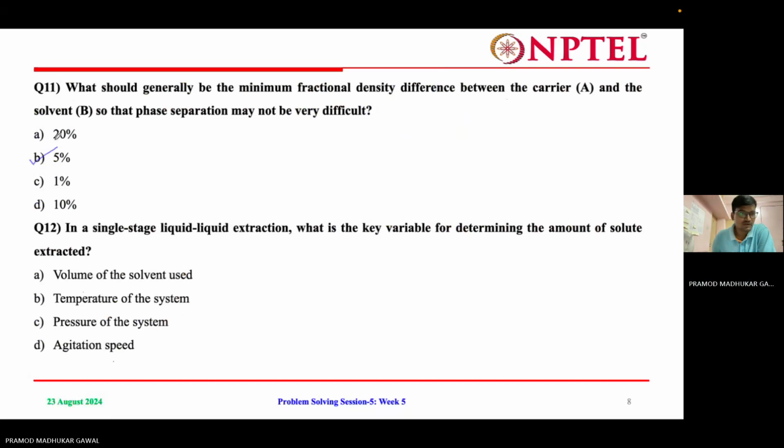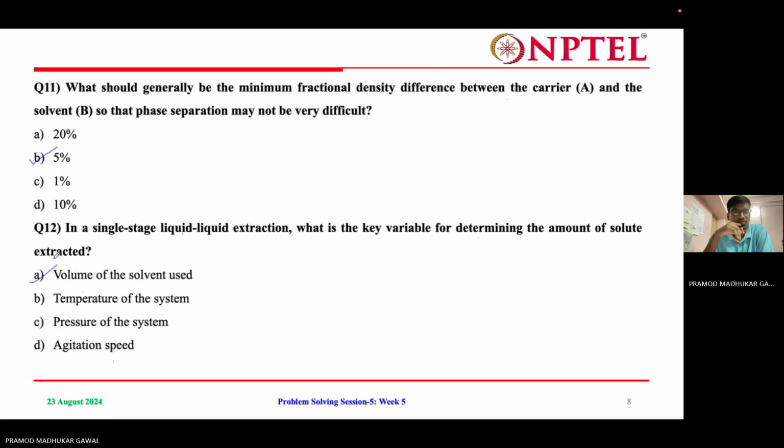Question number 12. In a single stage liquid extraction, what is the key variable to determine the amount of solute extracted? Agitation speed, pressure of the system, temperature of the system, volume of the system. Here is the key variable: if you increase the solvent, there will be more extraction efficiency of the solute. So option is A.